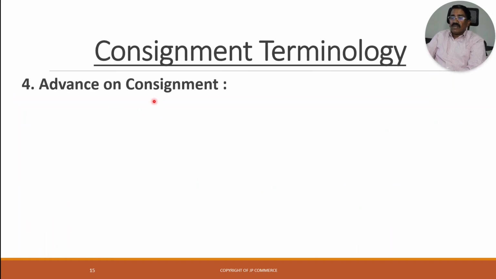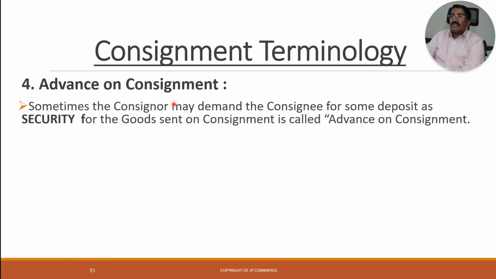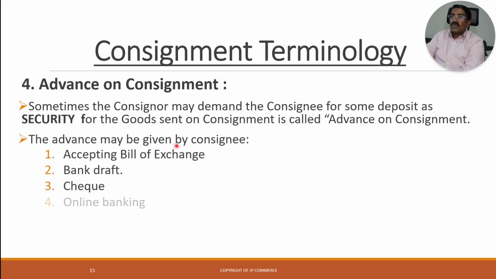Now, advance on consignment. Sometimes the consignor asks the consignee to send some amount in advance. Sometimes the consignor may demand some deposit from the consignee as security for the goods sent on consignment, which is called an advance on consignment. This advance may be given by the consignee by accepting a bill of exchange, a bank draft, a cheque, online banking, or cash, etc.